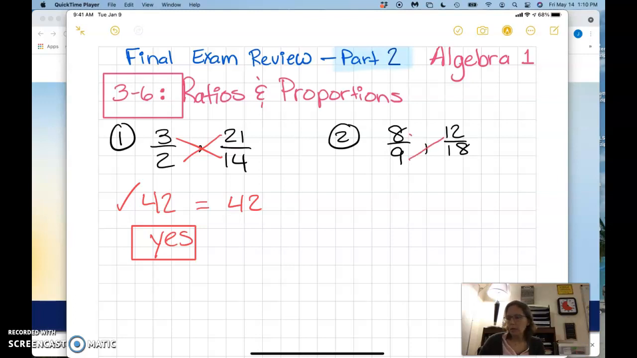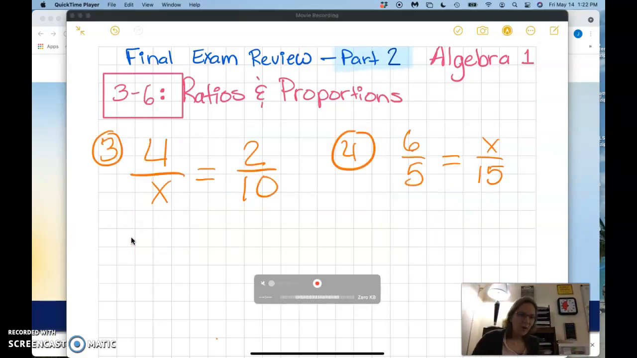All right, so let's try the next one. 8 times 18 is 144. Hold on, we're going to use it. 9 times 12 is 108. So do these two numbers equal each other? No, they do not. So this is not a proportion. All right, so that's all there is to this section.